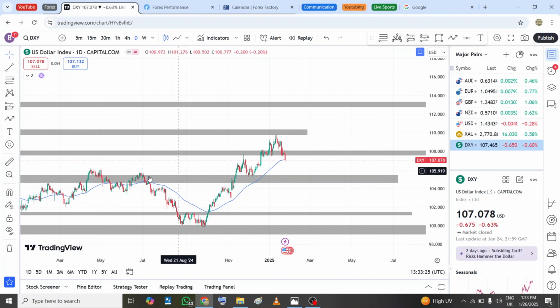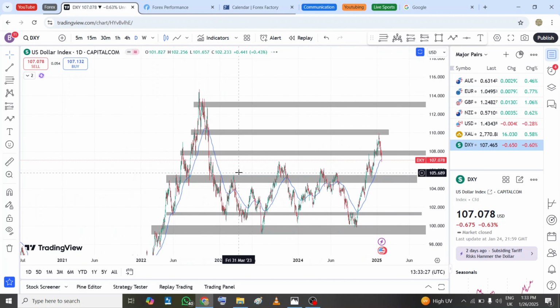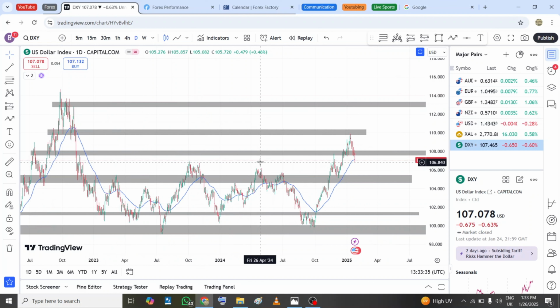You do not want to mark so many key levels on your chart because it makes it a bit crammed up. So this is an example of how to draw key levels, support and resistance on your chart.